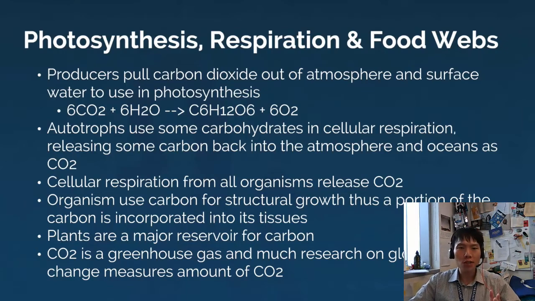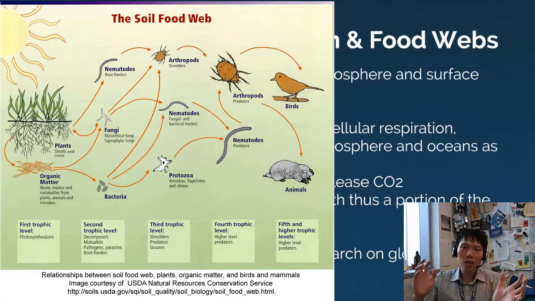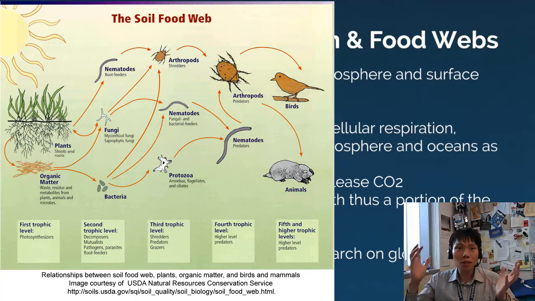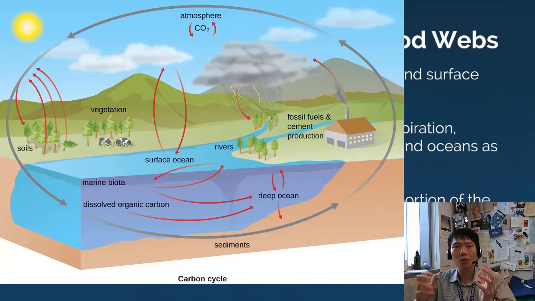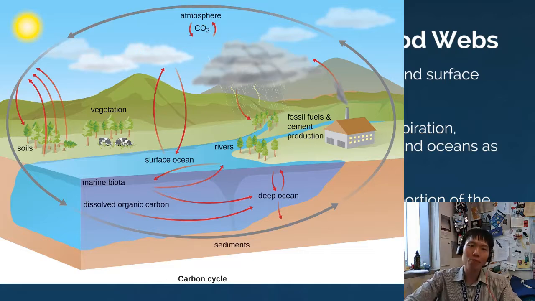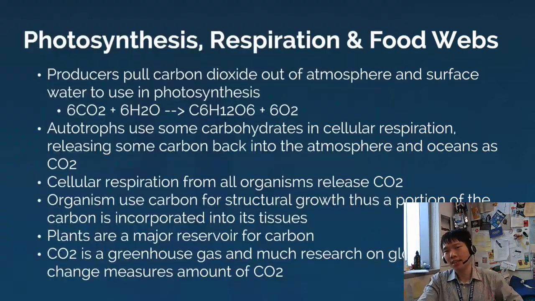First, photosynthesis, respiration, and the food webs. Producers such as plants, algae, and cyanobacteria pull carbon dioxide out of the atmosphere and out of the surface water for photosynthesis. They just take it out. Through the chlorophyll in green plants, they convert CO2 and water into glucose and oxygen. The autotrophs use some of these carbohydrates to fuel cellular respiration, releasing some of this carbon as carbon dioxide back to the atmosphere and into the oceans, and the CO2 can dissolve somewhat in the ocean water.